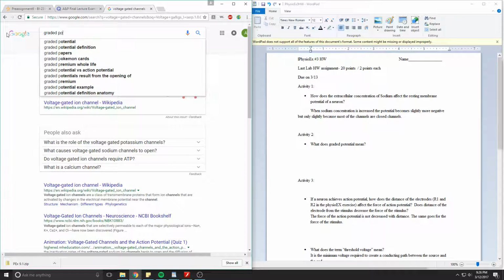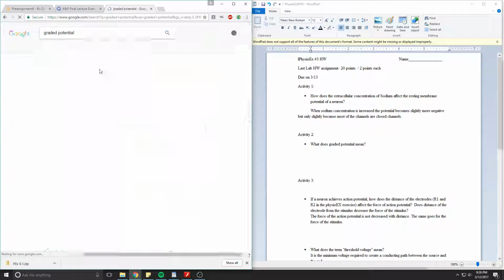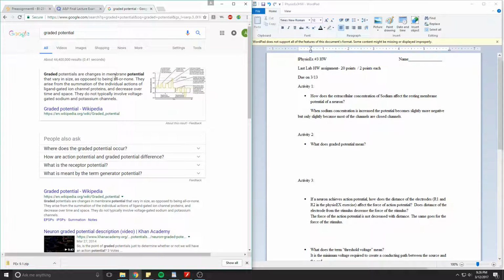Graded potential. Graded potentials are changes in membrane potential that vary in size as opposed to being all or none. They arise from summation of the individual actions of ligand-gated ion channel proteins and decrease over time and space. They do not typically involve voltage-gated sodium or potassium channels.